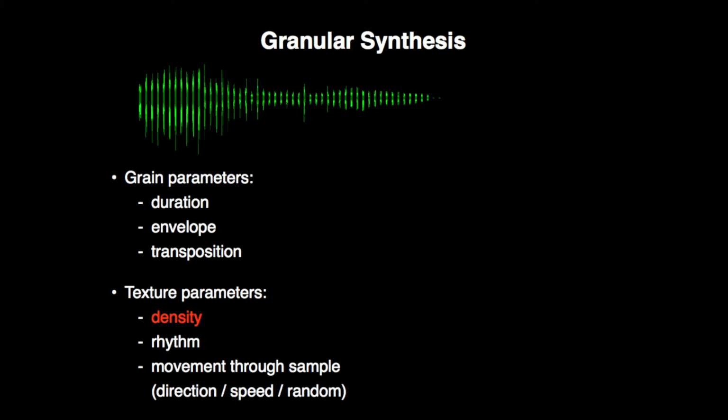So like this recording of the baby crying. And so then we can think about where these grains are coming from as we move through the sample. We can think about the direction that we're moving through the sample. Are we moving through the sample from beginning to end, or are we moving in reverse? And then we can think about the speed that we're moving through the sample. Are we moving through the sample at its regular speed? Let's say the sample takes 3 seconds to move through. Are we moving through from beginning to end in 3 seconds, or are we moving through much faster or much slower than that? Or we don't even have to necessarily move through in a linear way at all.